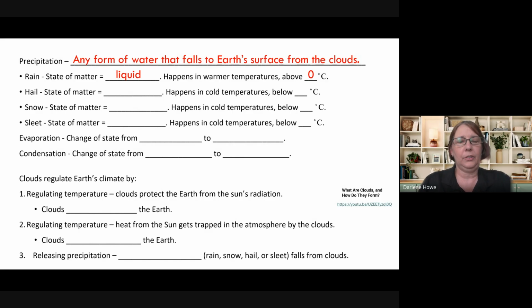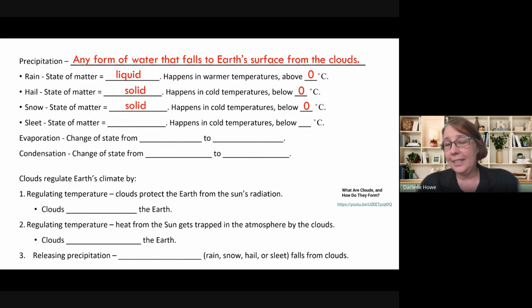The next one is hail, little balls of ice that fall from the sky. What is the state of matter? Those are solid. They happen in cold temperatures. Now they have to happen below 0 degrees, okay? If it's above 0 degrees, it will melt and turn to liquid. It will turn to rain. Next one, snow. What is snow's state of matter? It's a solid. It happens below 0 degrees as well.